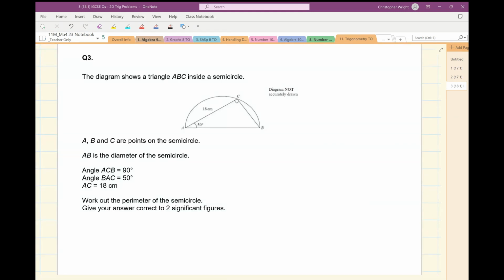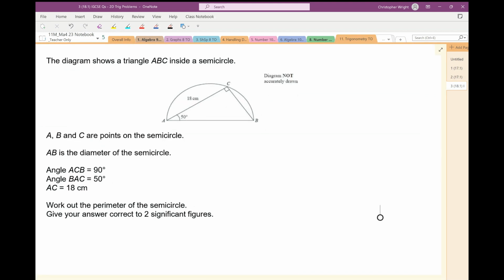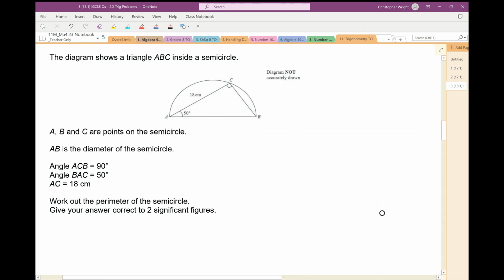Question 3. All right, let's have a look. So we've got a semicircle with a triangle ABC inside it. A, B, and C are points on the semicircle. AB is the diameter, right? And then I've got some angles and some lengths, all of which are labelled on the diagram. Work out the perimeter of the semicircle. So I'm going to need to know that length plus that length. That's the perimeter of the semicircle.